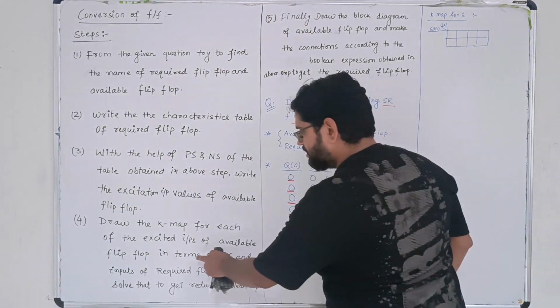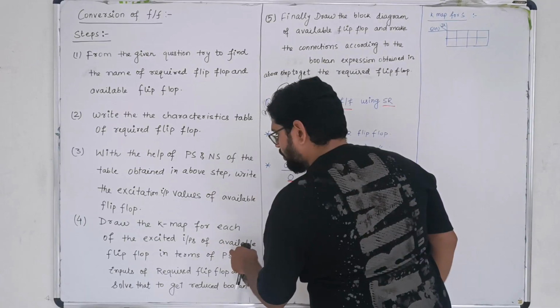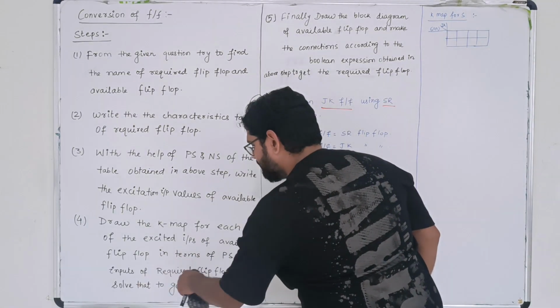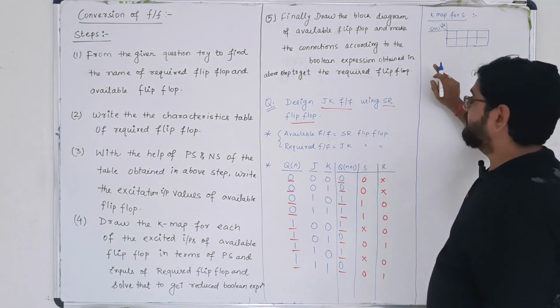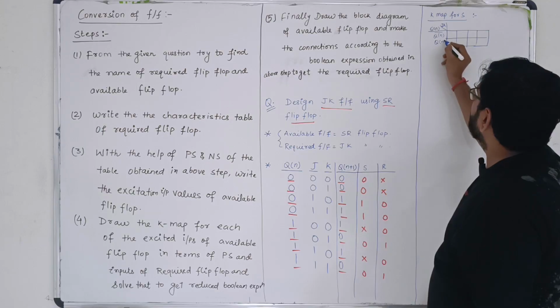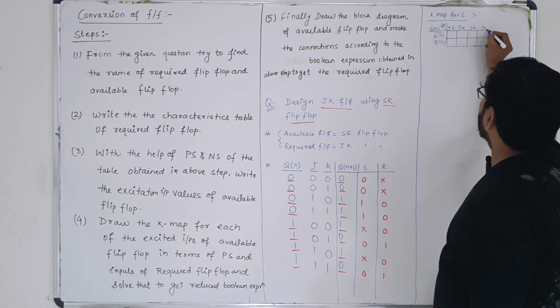It is clearly mentioned: draw the K-map for each of the excitation inputs of the available flip-flop in terms of the present state and the inputs of the required flip-flop. So this will become Qn bar, Qn. This one is J bar K bar, J bar K, JK, JK bar.